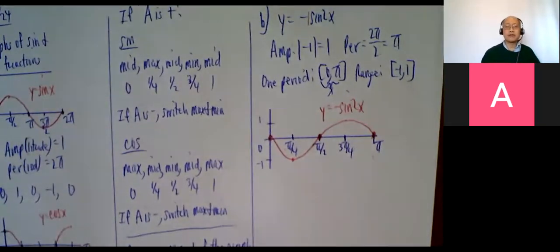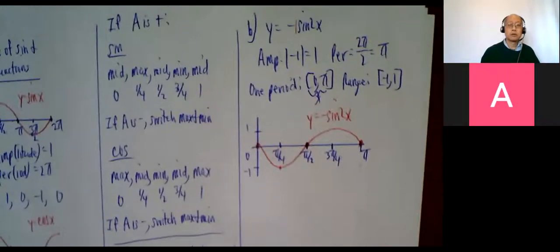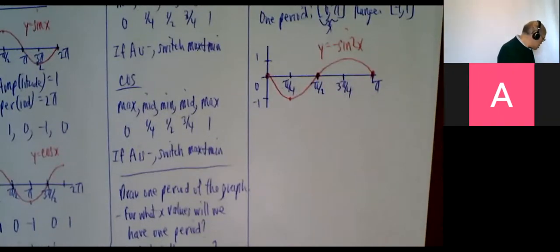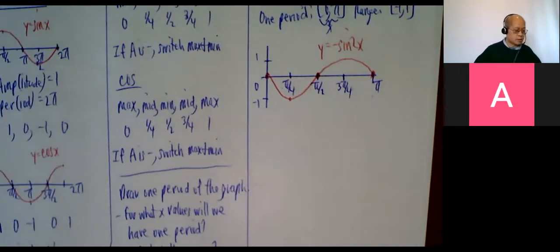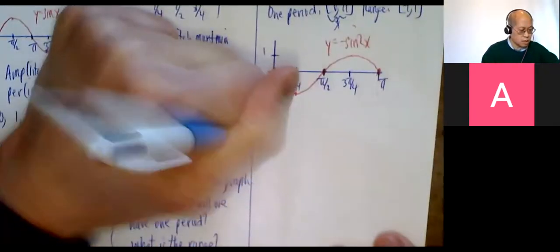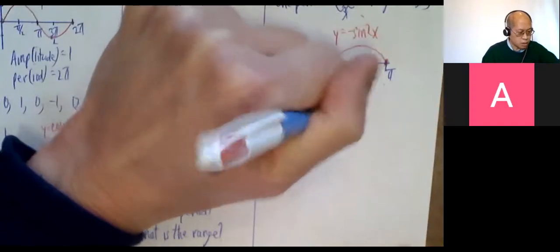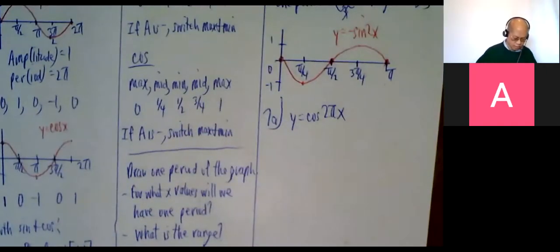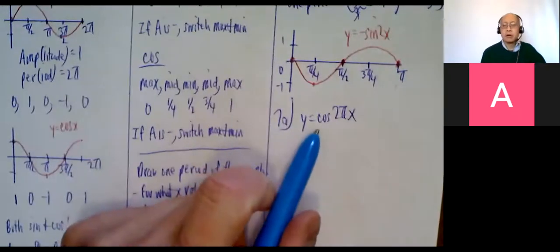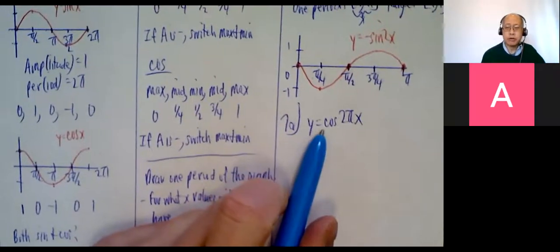Okay, always refer back to this stuff here. All right. We'll do more. Okay, those were sines. Let me do some cosine ones for you. 7a, whoops. Y equals cosine 2 pi x. What's the a? What's the number in front of the cosine?